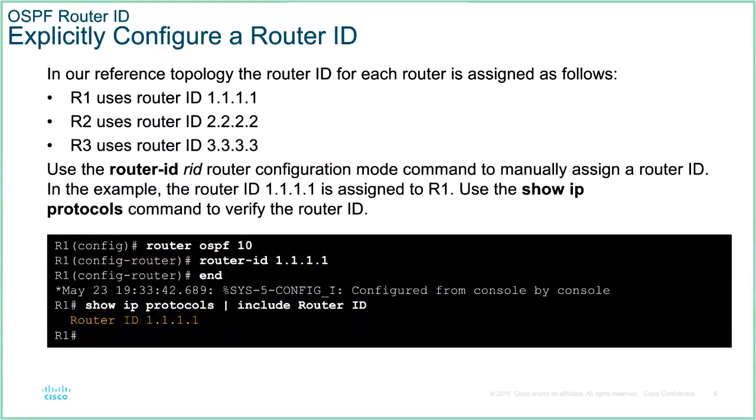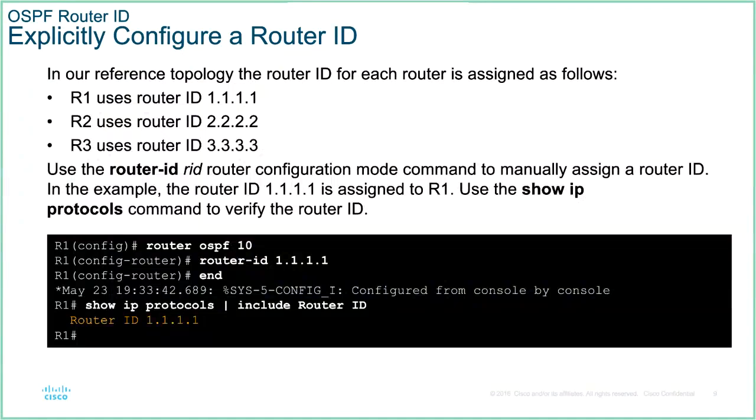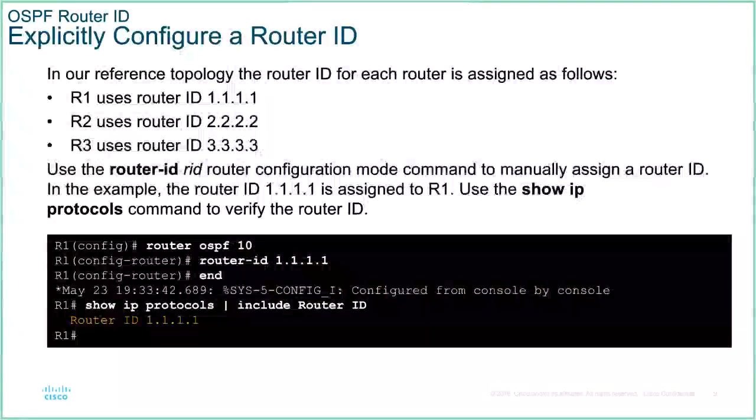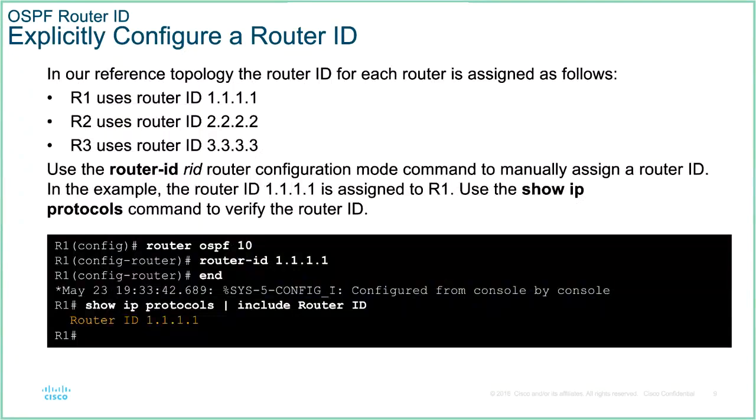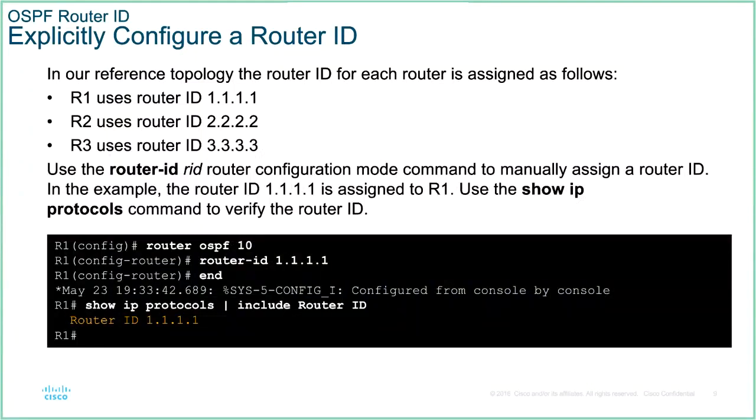So if you want to configure it manually, you go into the router instance and then use the command router-id and then type in the ID. Now within our example topology, we're going to use quad 1, quad 2, quad 3 for the 3 different routers.